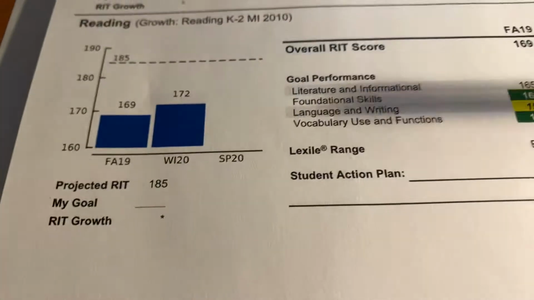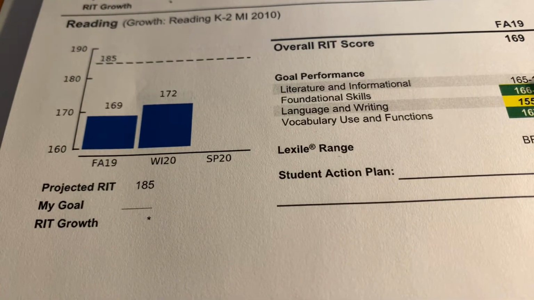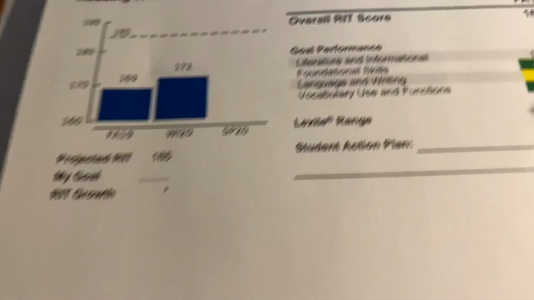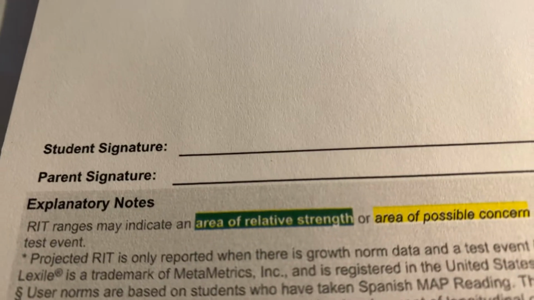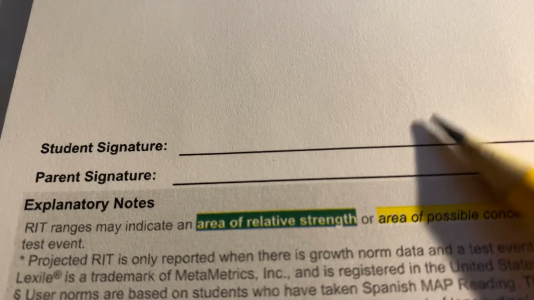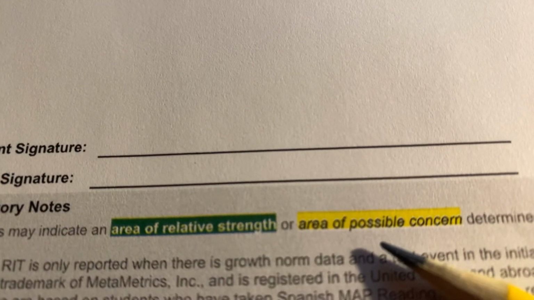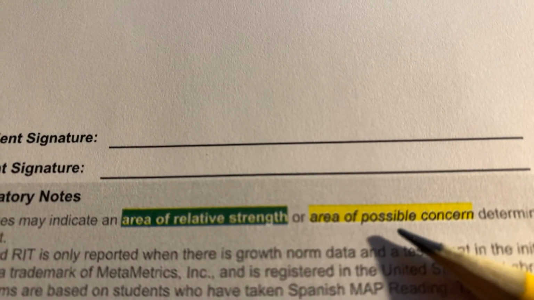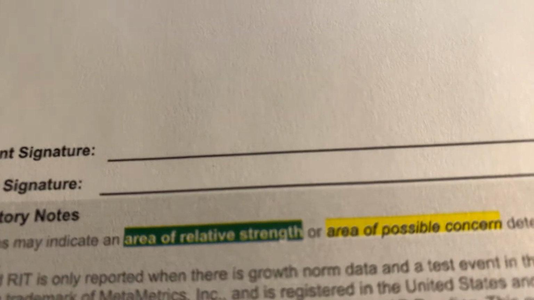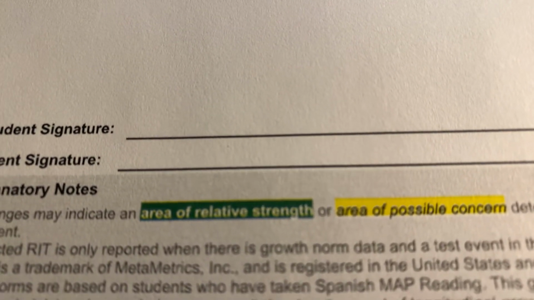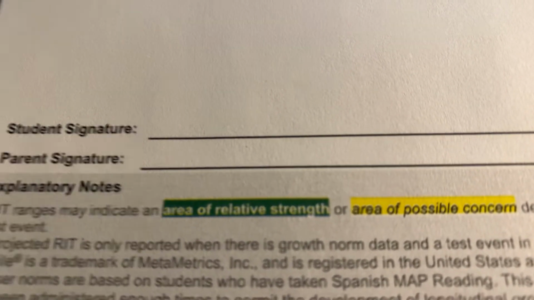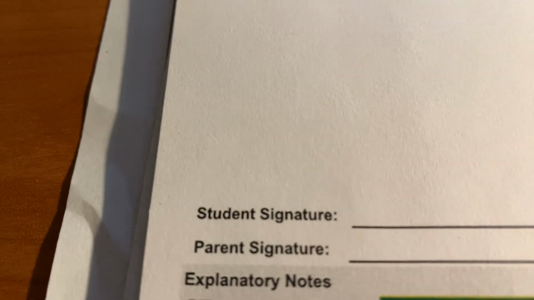So we've got some green and some yellow over here for the fall, and it will state at the bottom that green means that was an area of strength for him. And then over here, if there's yellow, that's an area of possible concern. So, it's kind of tricky to read the data sometimes. That's why I did want to go over it.